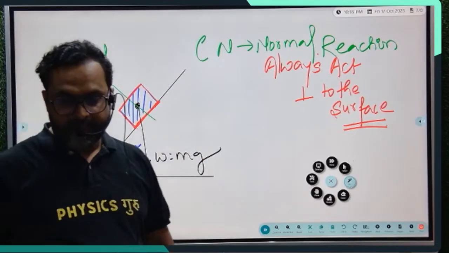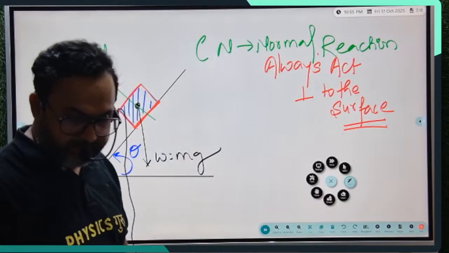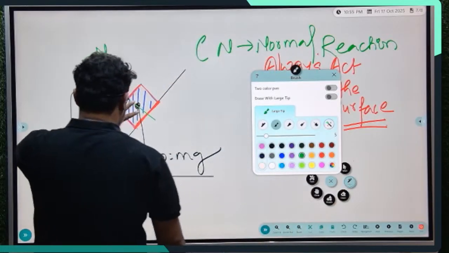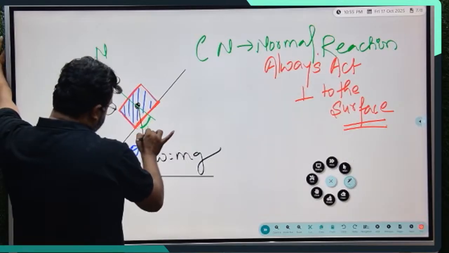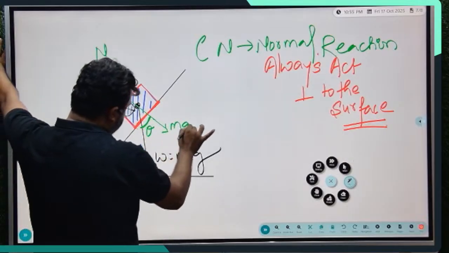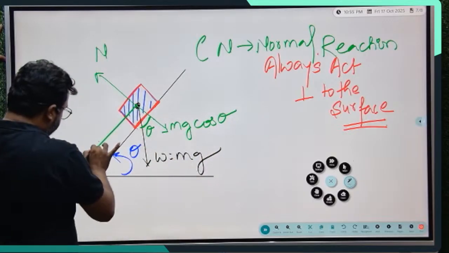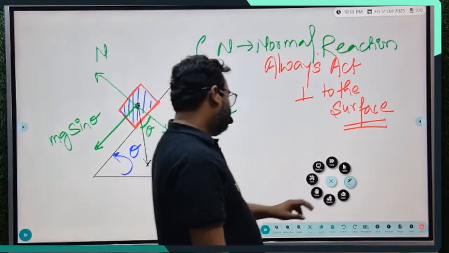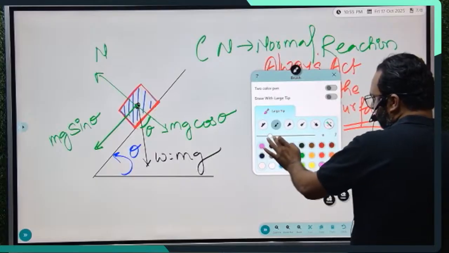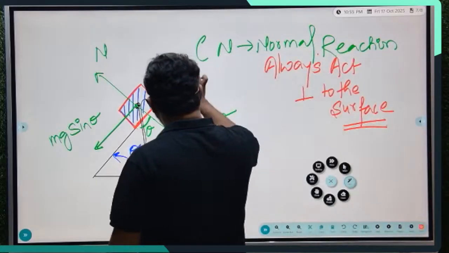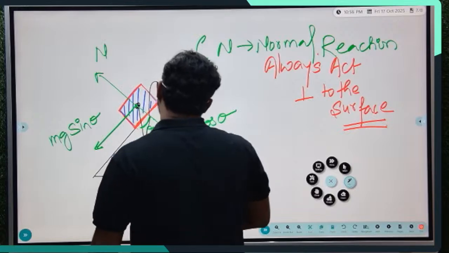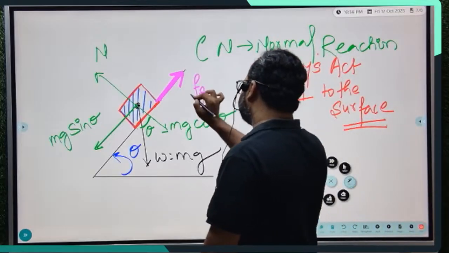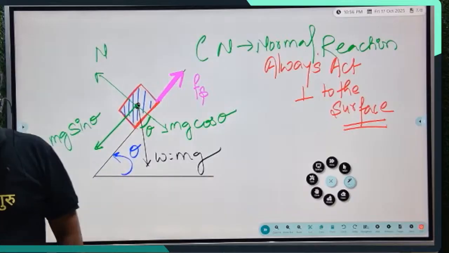This is friction. Then we have friction, right? Now first we need to balance this normal reaction. See, it is not balanced at all. So this angle is theta degree. So this component will be mg cos theta and perpendicular component will be mg sin theta. Am I clear? Then we have friction. Friction will act upward. Clear?